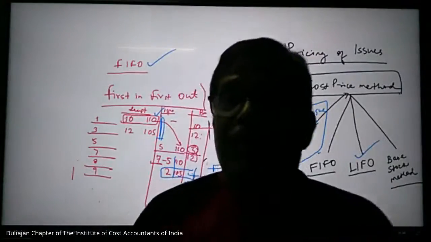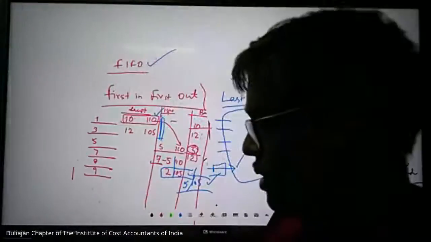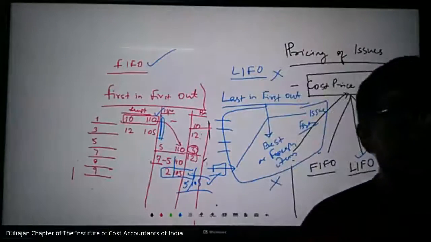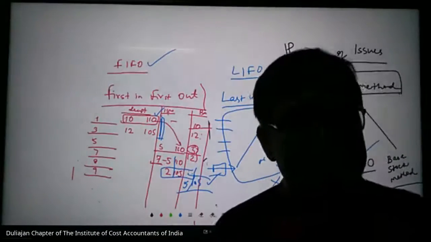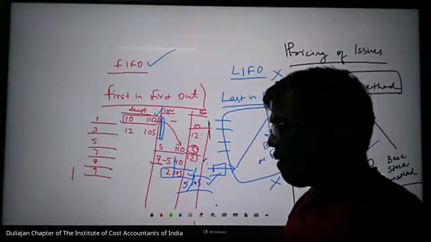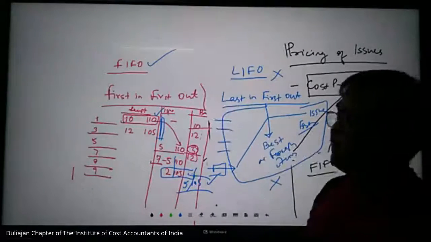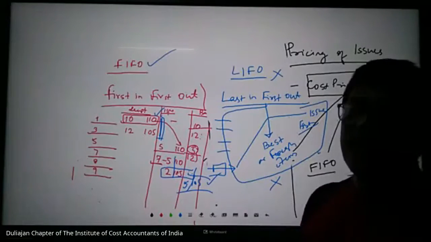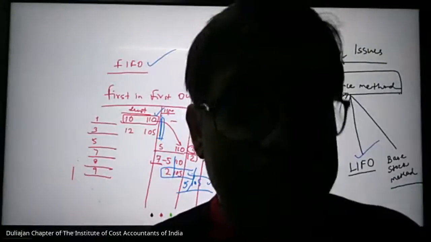So the third option comes here. We should have a weighted average. That we will study in the next few minutes. We will discuss about that. So there are some difficulties in the FIFO method, which is tempting us to go for average methods.